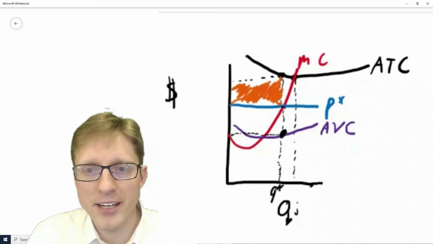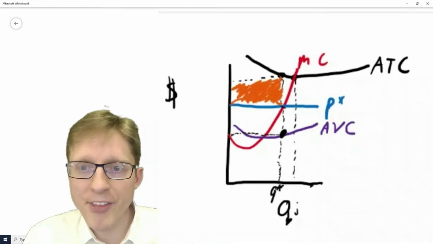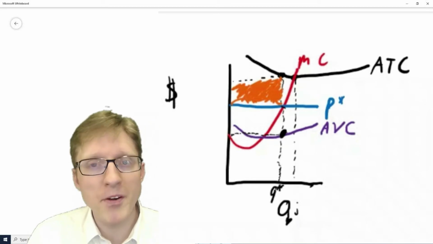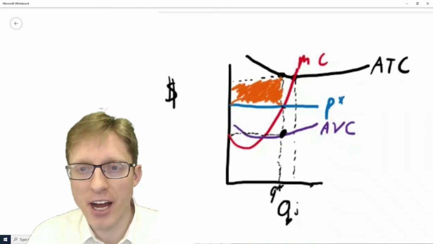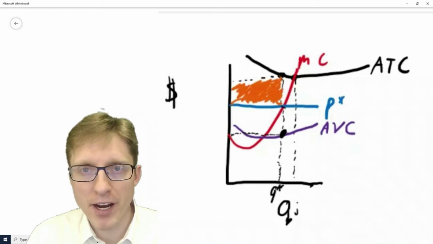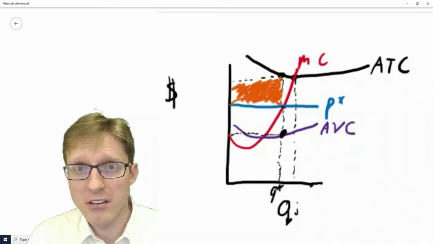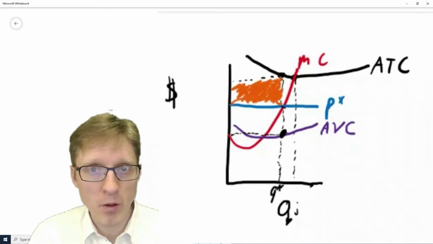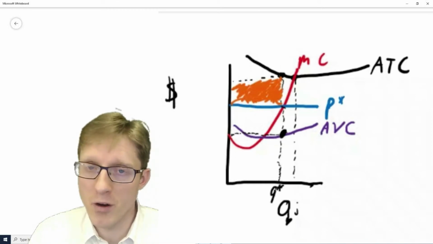It's the area of this rectangle here. So we can see that the losses, if they operate, still exist. They're still losing money, but they're not losing as much money as they would if they were to shut down entirely. So by operating, even though they're losing money, they're able to recoup some of their losses. Obviously, in the long run, when the fixed costs are avoidable, they wouldn't operate if they're losing money. They would shut down. But in the short run, they can.